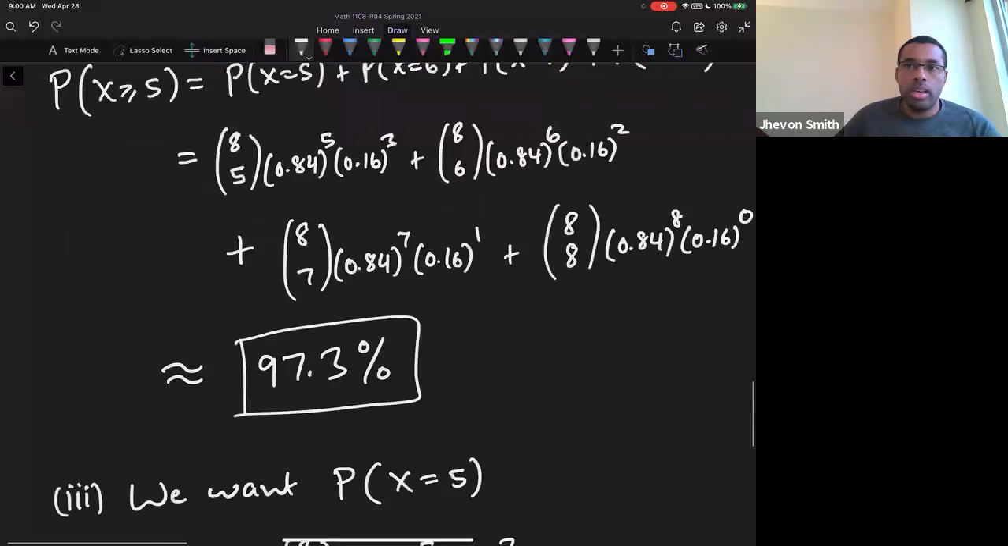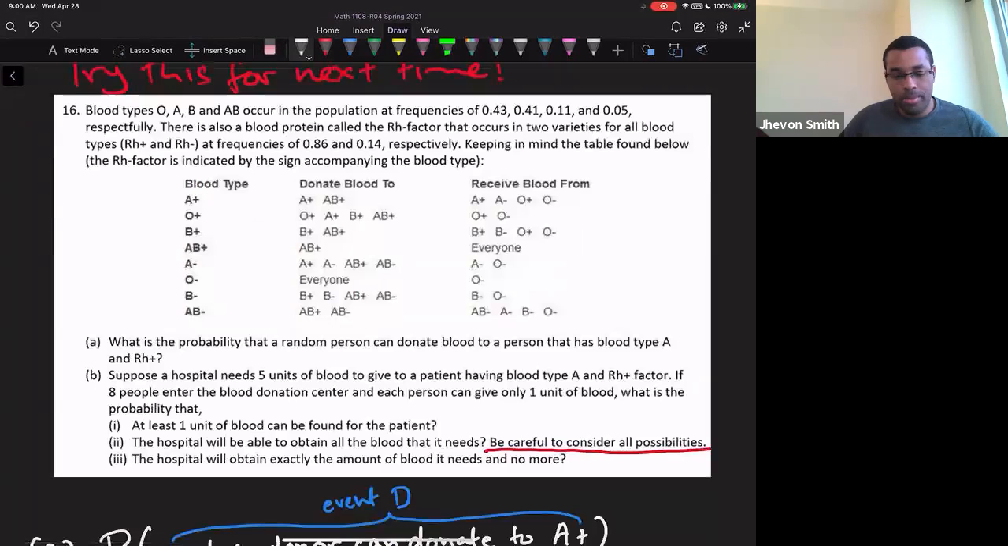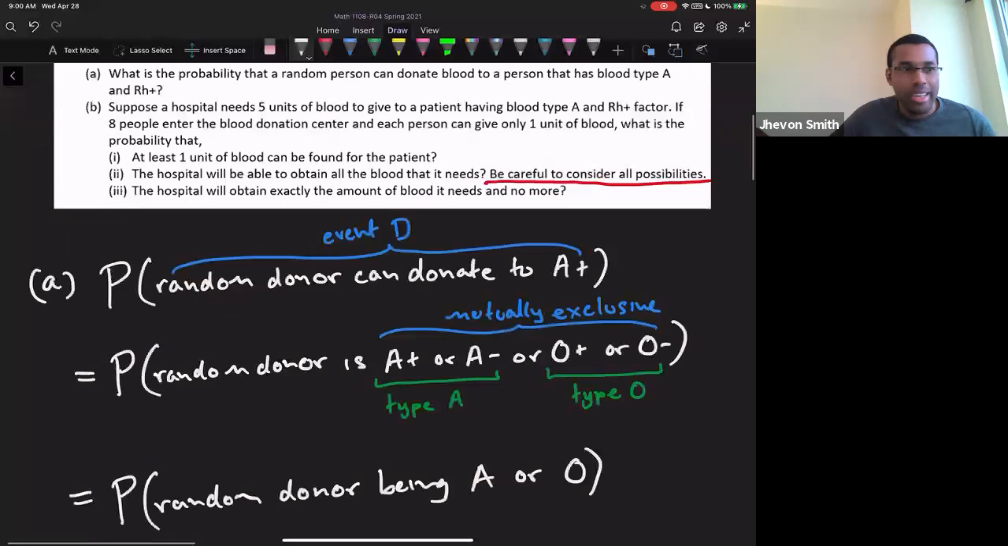Yeah, that's this problem. Part B was binomial. And it's a kind of situation that you know about now, and you're just going to look out for it. That's how it's going to go.